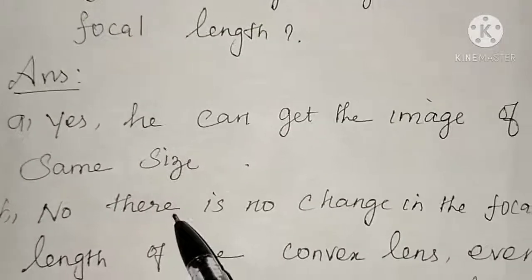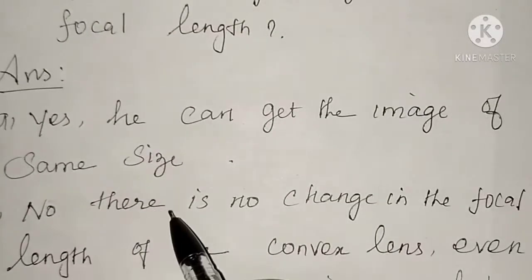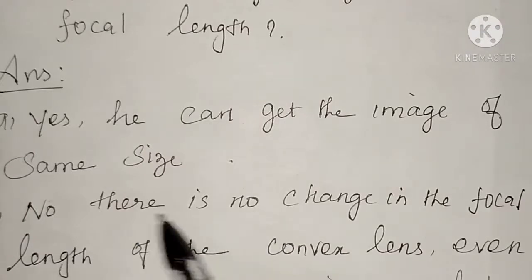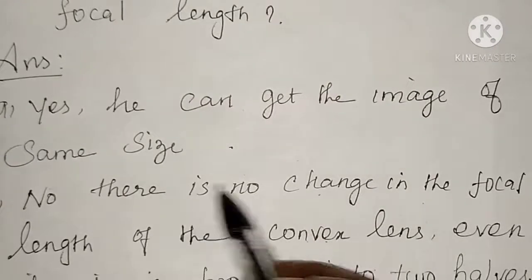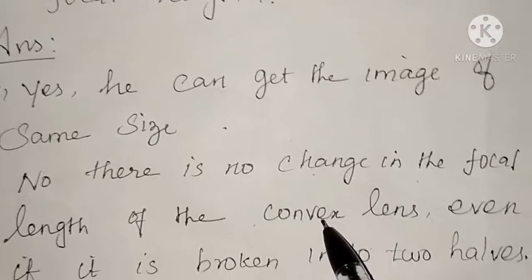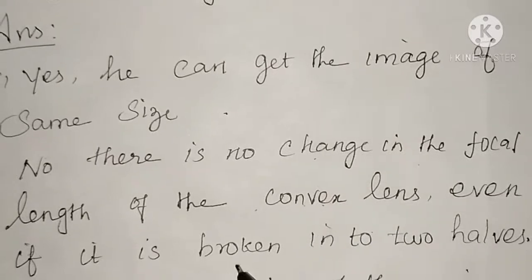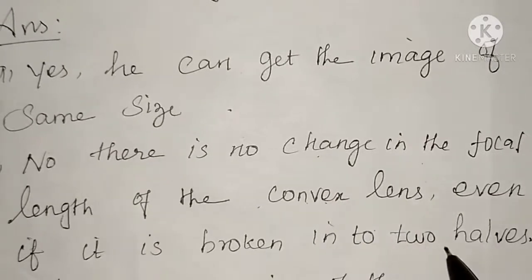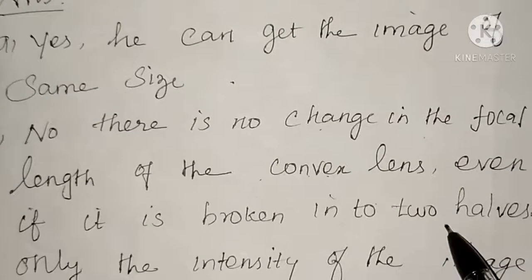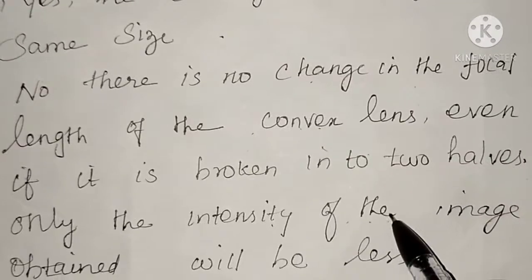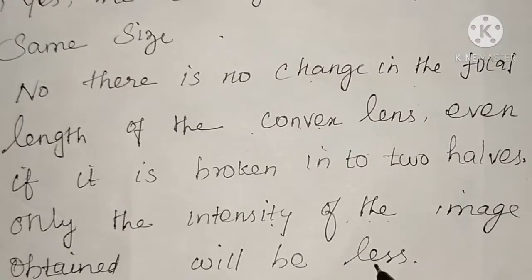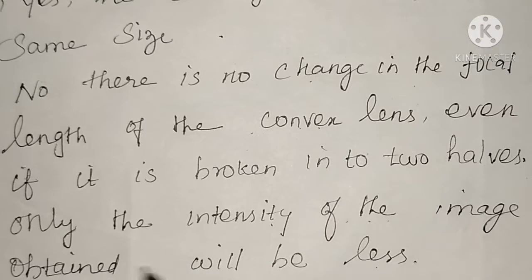Next one. The second question they asked: whether there is a change in the focal length. No, there is no change in the focal length of the convex lens, even if it is broken into two halves. Only the intensity of the image obtained will be less. Have you all written? Yes.